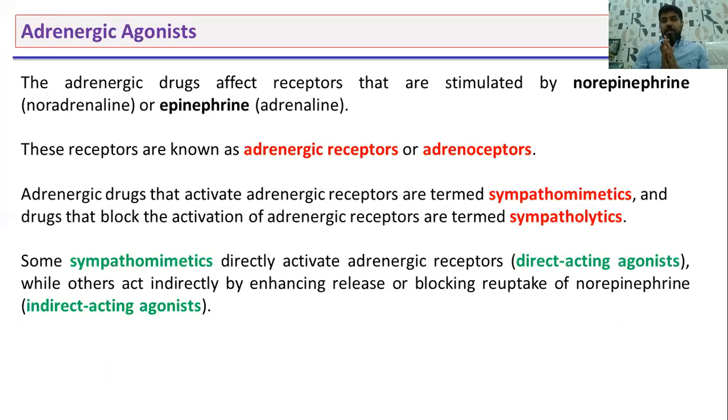So just to remind you, these receptors are called adrenergic receptors because they work on adrenaline or noradrenaline, or epinephrine or norepinephrine. These drugs are also called adrenoceptor or adrenergic receptor.